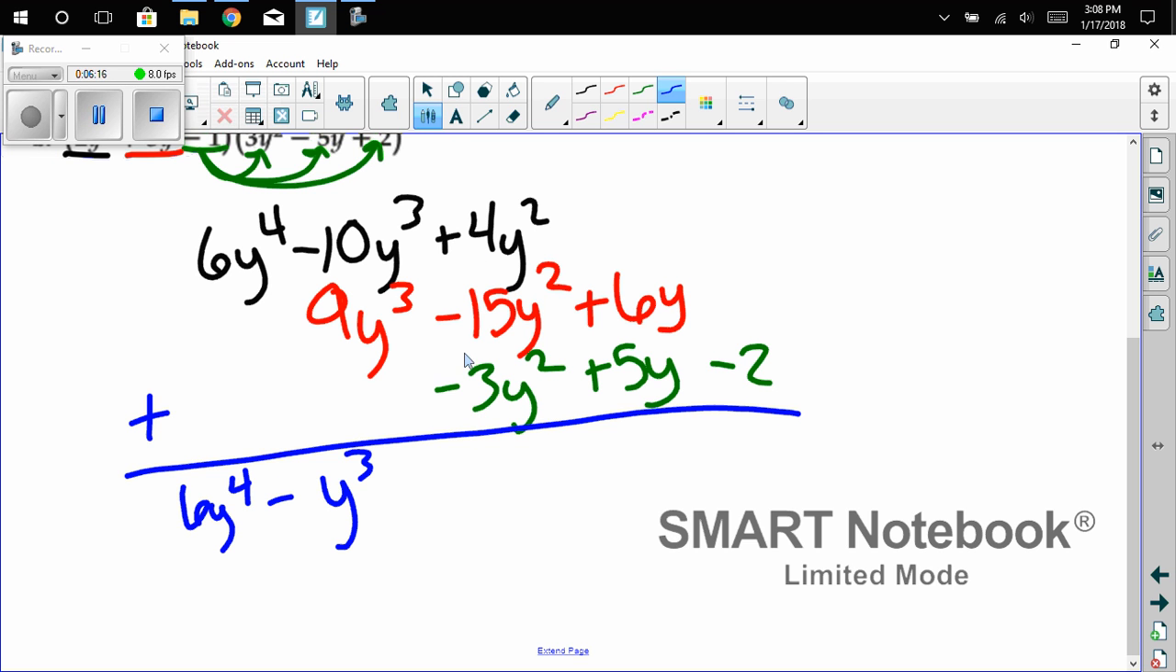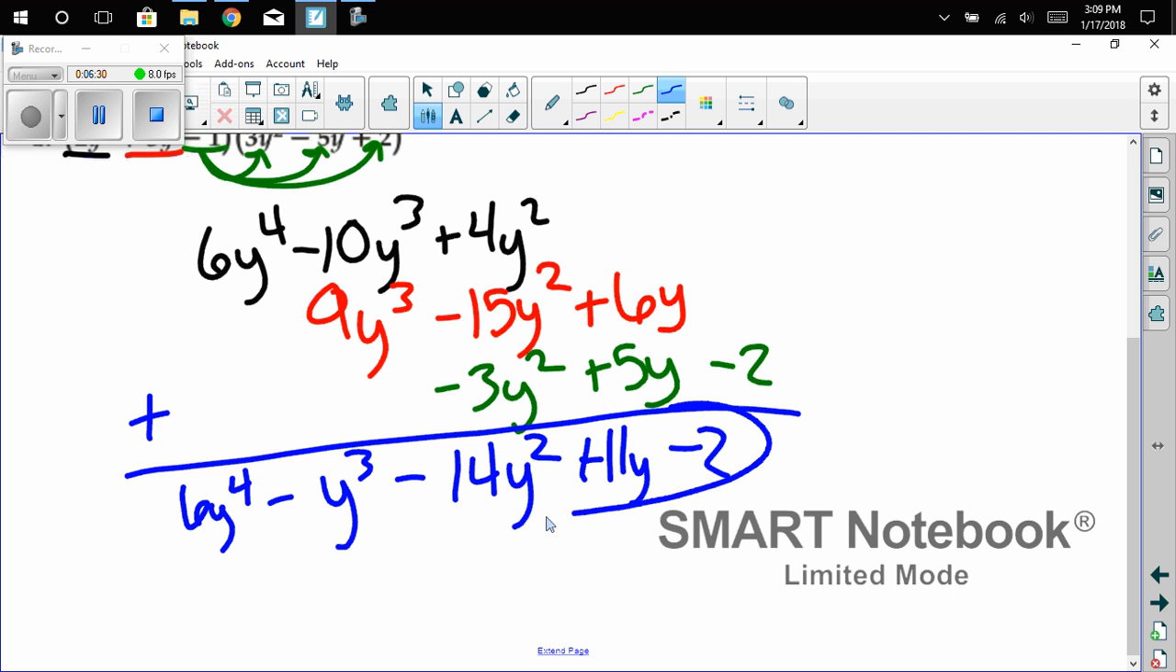4 and negative 15 is negative 11. Negative 11 and negative 3 would be negative 14y squared. 6y plus 5y is plus 11y, and then the minus 2 just comes down. And that is the result. That is multiplying a polynomial times a polynomial.